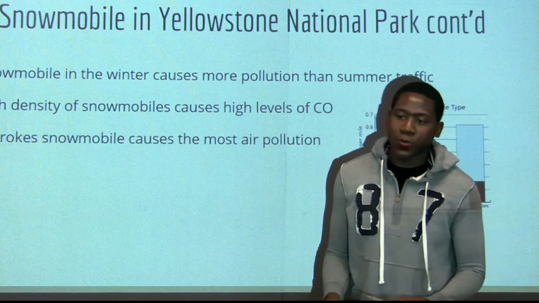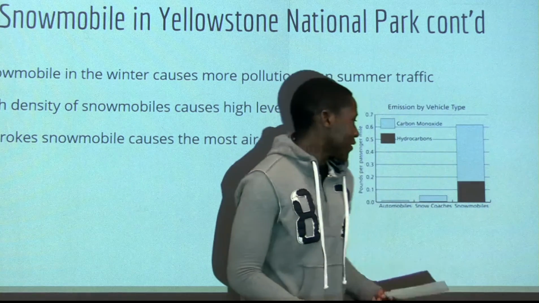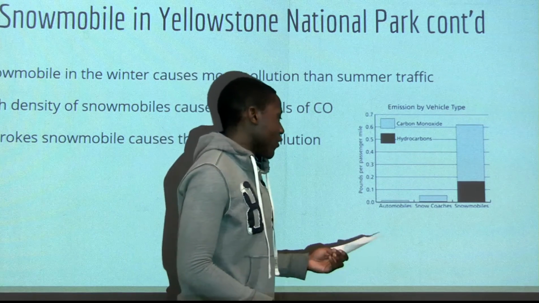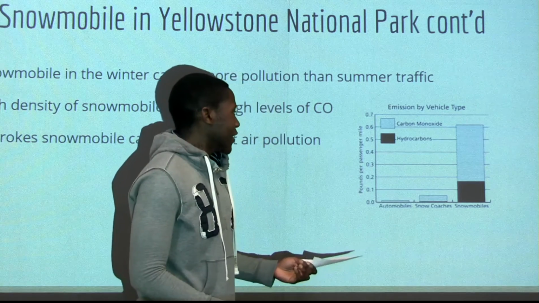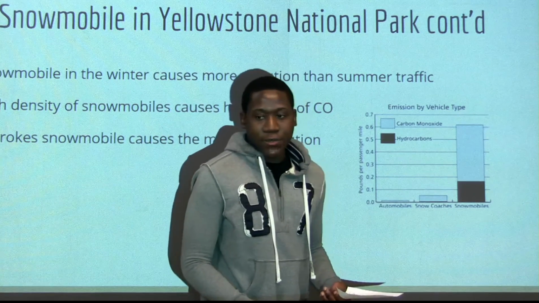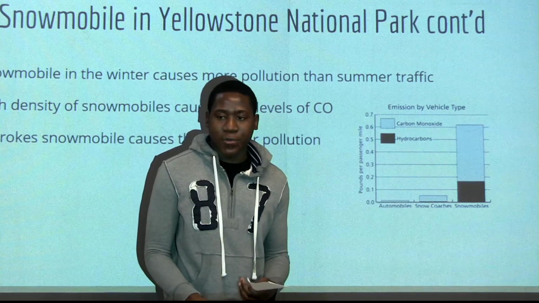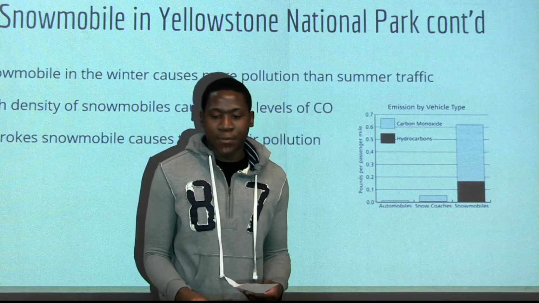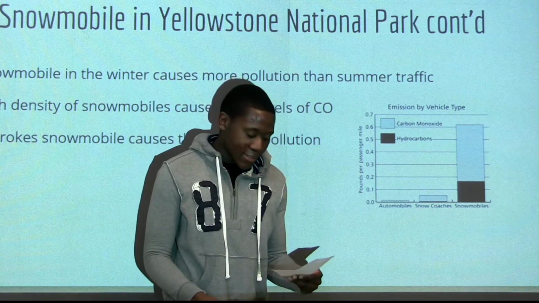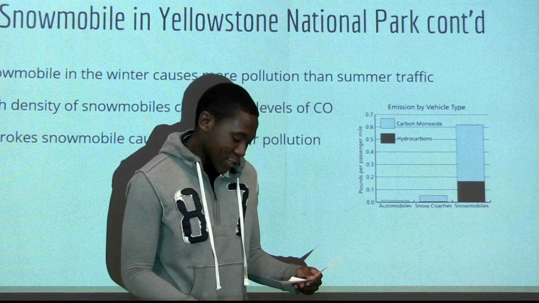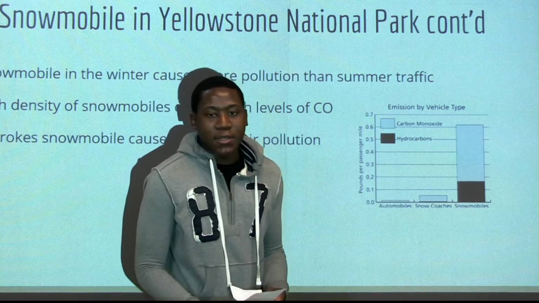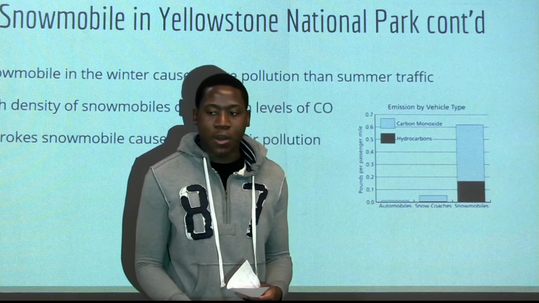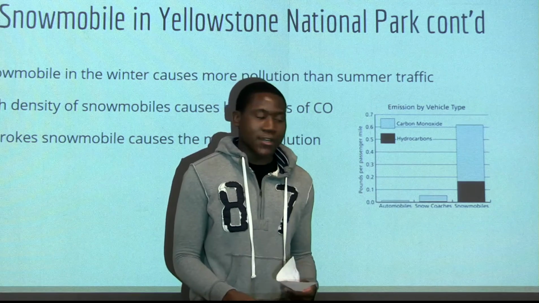Snowmobiles in the winter cause more pollution than the summertime traffic, as we can see by the graph. Snowmobiles emit a considerably larger amount than any other motor vehicle entering the park at any given time. This is particularly due to the high density of snowmobiles, which causes these high levels of CO. When people ride snowmobiles, they usually travel in packs, and all of the carbon monoxide is concentrated because of that buildup. And of all the engine types of snowmobile, the two-stroke snowmobile causes the most air pollution in comparison to the four-stroke.